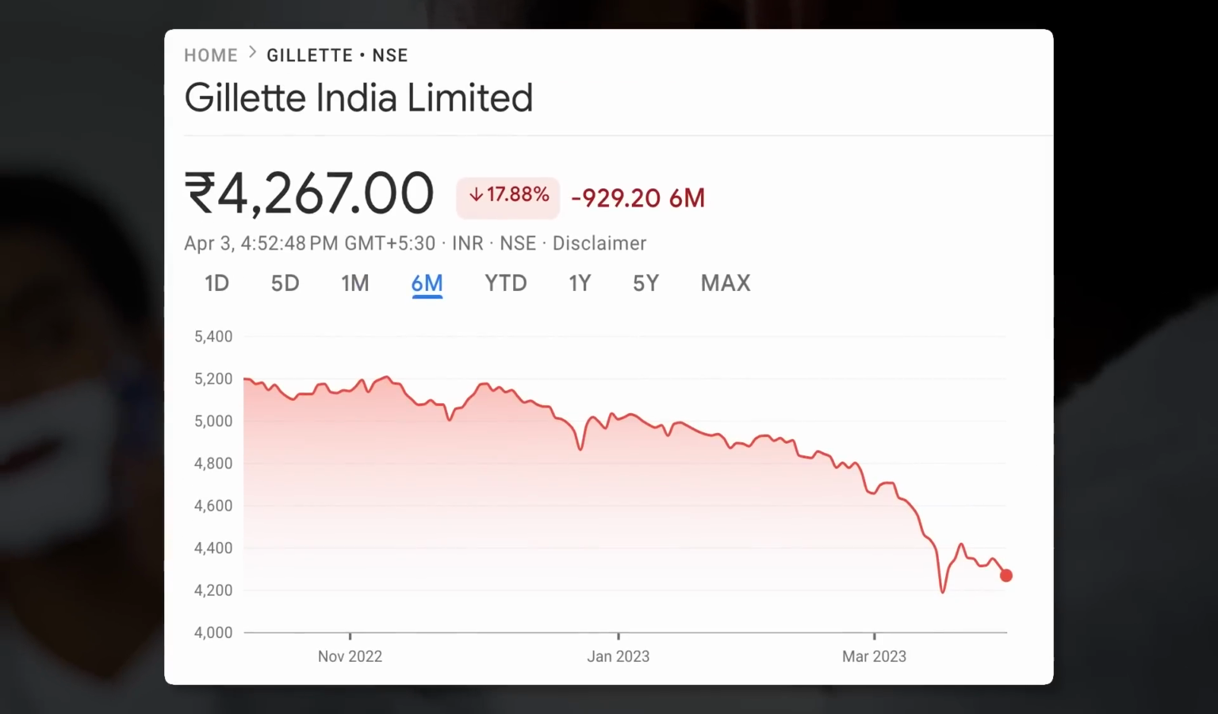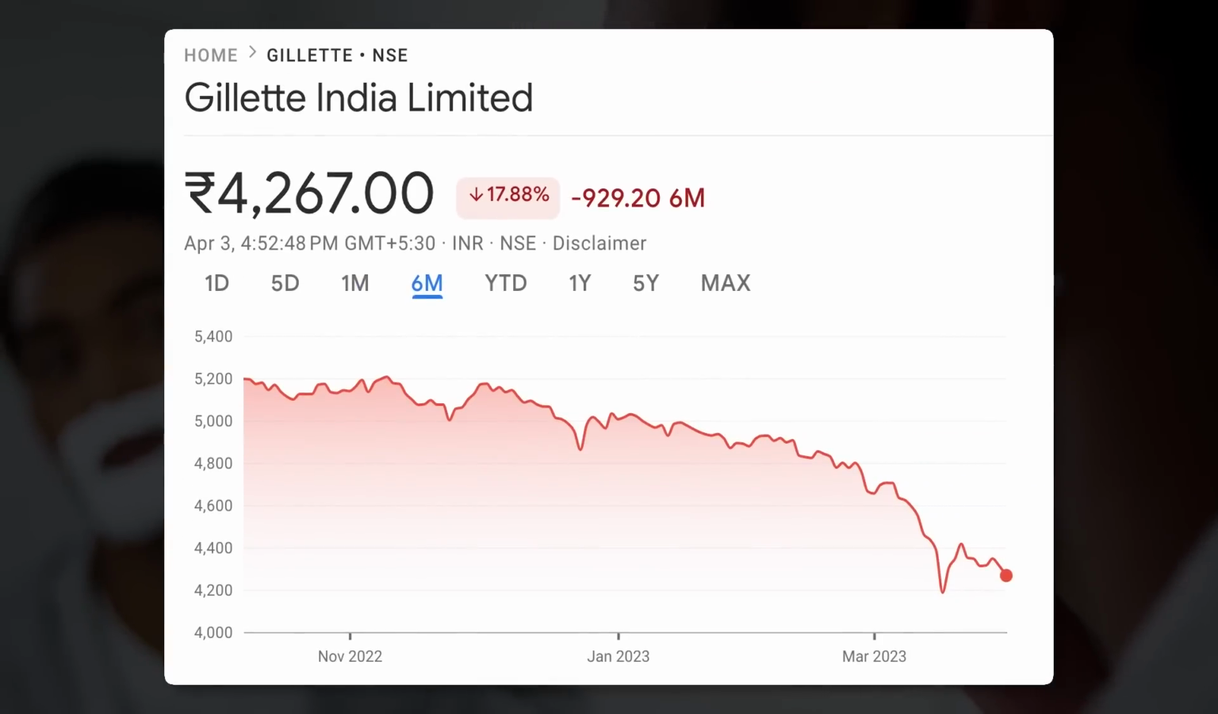I had purchased Gillette India because I was getting it at a decent price. Unfortunately, the price kept on falling. So I hope this point is clear.